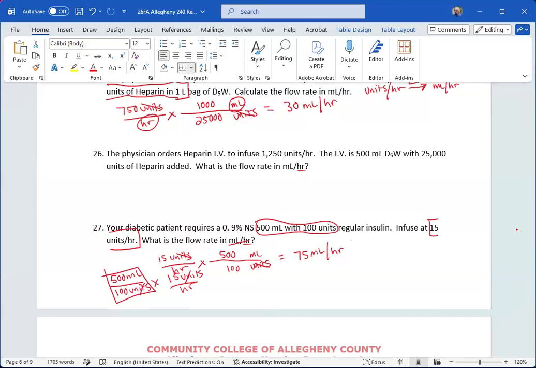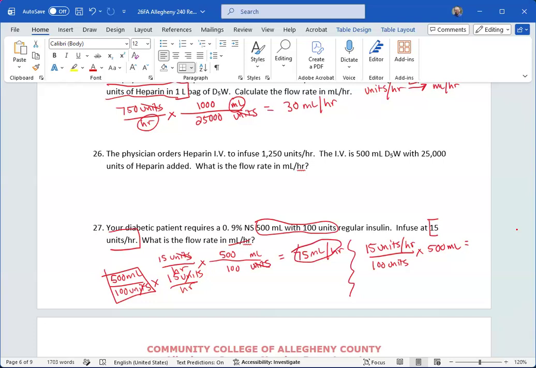Also, if you're somebody who likes to do dimensional or desired over available, you can do that with this. The way I would suggest doing it is taking your 15 units per hour, dividing by the 100 units, and multiplying by the 500 ml. So you can do it, all of these get us to the same 75 mil per hour answer.